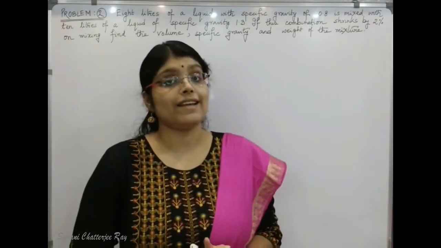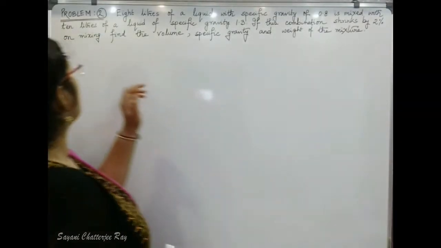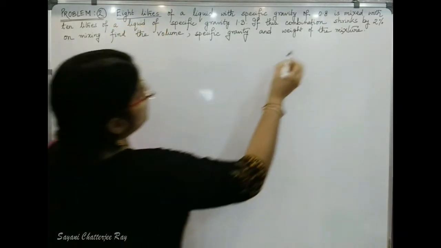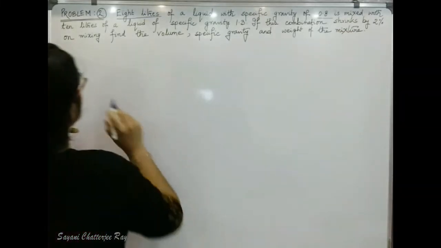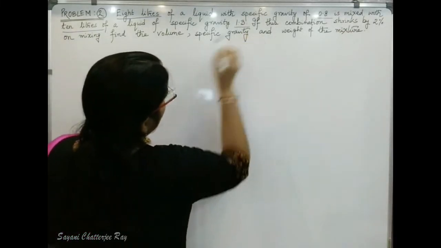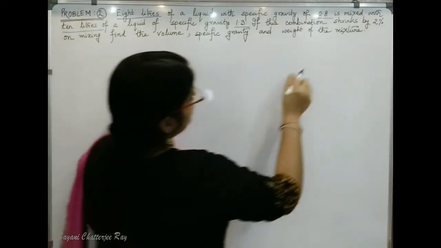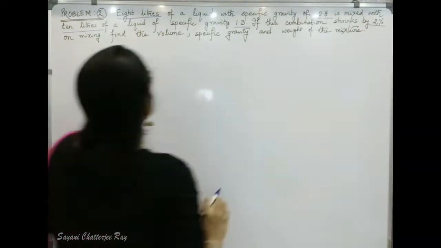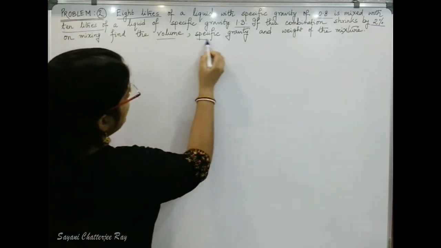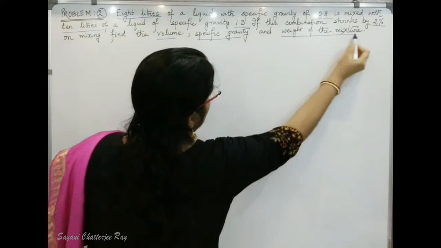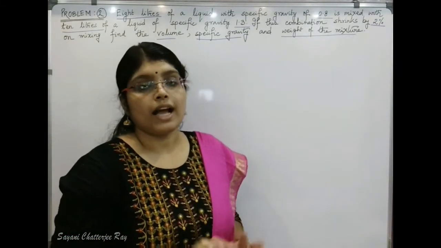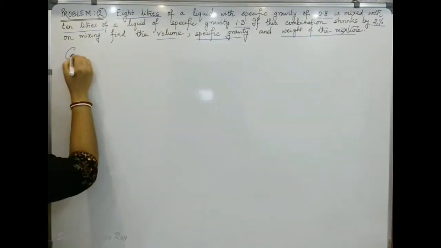So first of all, let's see the question. 8 liters of a liquid with specific gravity of 0.8 is mixed with 10 liters of a liquid of specific gravity 1.3. If this combination shrinks by 2% on mixing, find the volume, specific gravity and weight of the mixture. So after reading the question, first of all, I will write the given data.